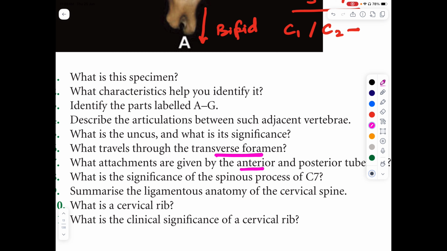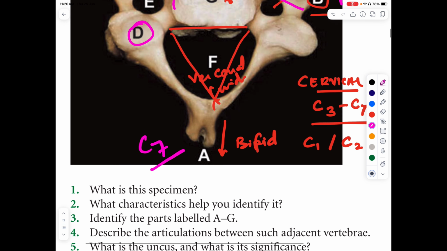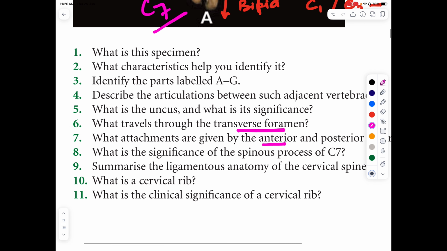Scalenus medius and scalenus posterior muscle in the neck. Then what is the significance of the spinous process? C7 has the largest spinous process. Then, ligament anatomy of the cervical spine.